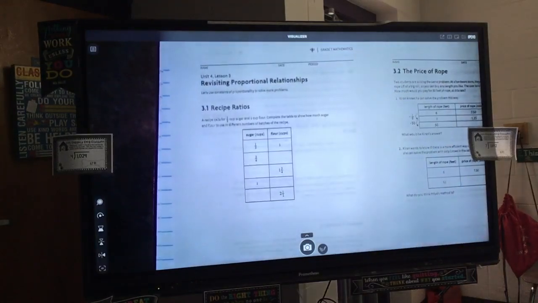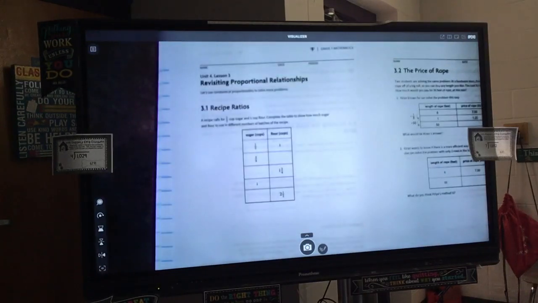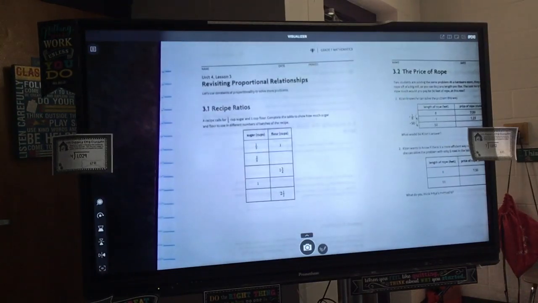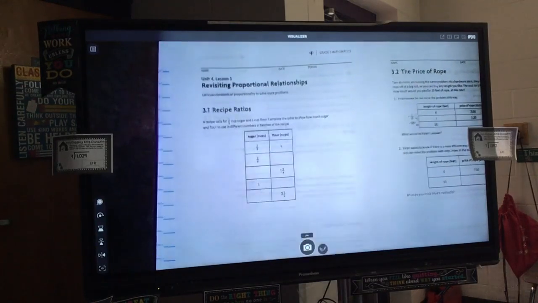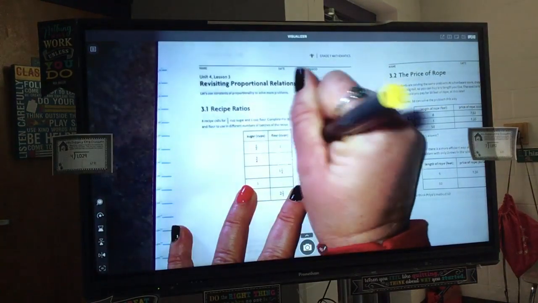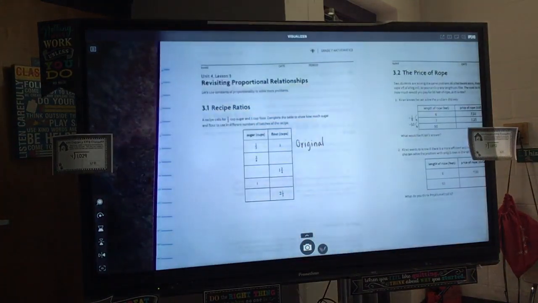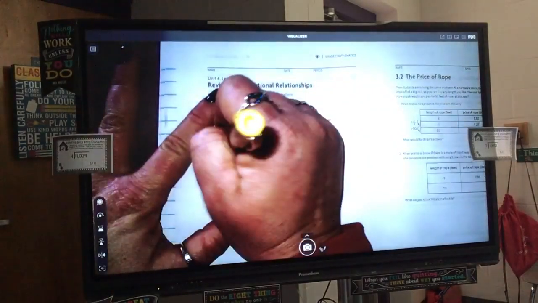It says recipe ratios. A recipe calls for half a cup of sugar and 1 cup of flour. Complete the table to show how much sugar and flour to use in a different number of batches. All right, so this is your original. Remember when we talked about double number lines? And we had like this batch was times 1, this batch was times 2. That's kind of what this is talking about. So this is your first original batch.